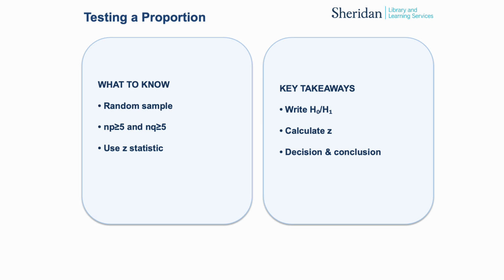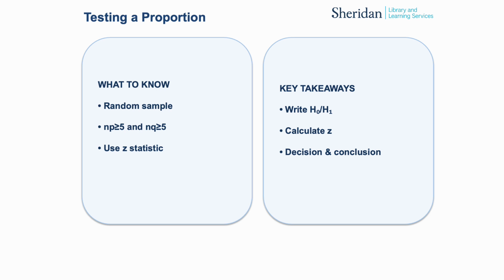Before performing the test, there are a few requirements that we need to check. First, we should have a random sample. This helps ensure the sample represents the population fairly. Second, because we are using a normal approximation, the values of np and nq should both be at least 5.